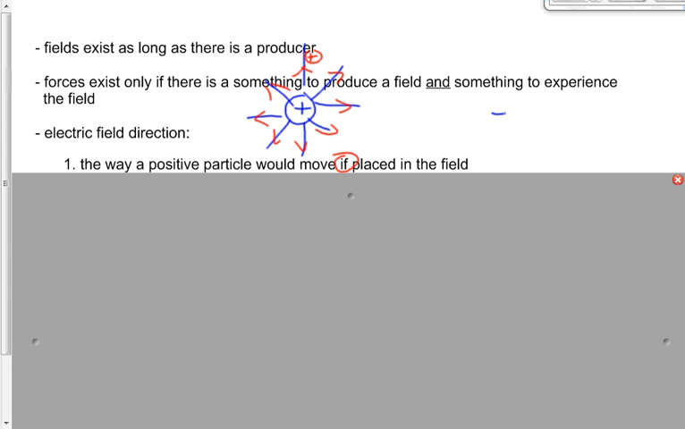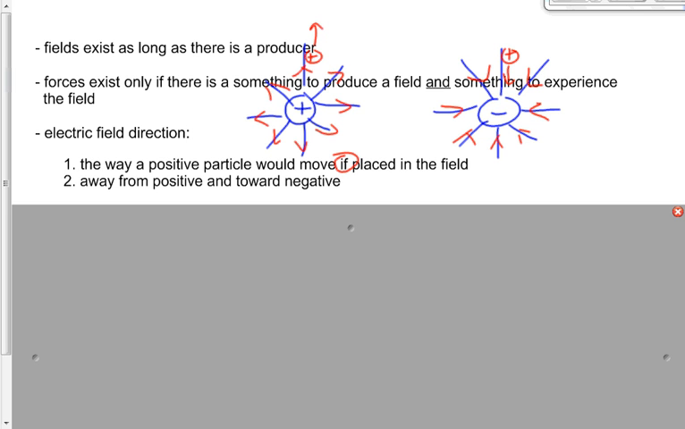Let's make another producer. This one's negative. Shape looks exactly the same. Direction, maybe not. If I was to put a positive charge here, where would it go? And here it went away. Here it goes towards, right? It's attracted towards it. So we're going to say the electric field surrounding the negative is towards it. It's the way that a positive particle would move if it was placed in the field. And it's also away from a positive toward a negative.